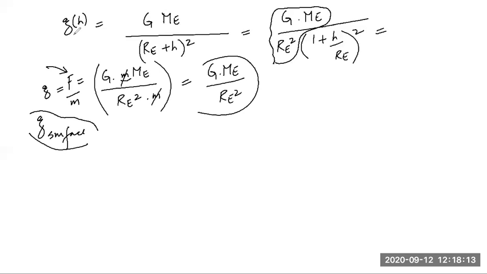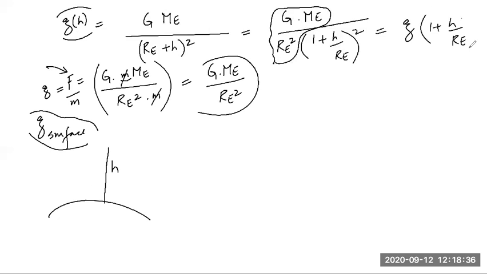So I can say g of h. This is acceleration due to gravity at height h. This is the Earth surface. This is the point at height h. So G Me by Re square is g, right? And I can take this up as 1 plus h by Re whole raised to power minus 2.